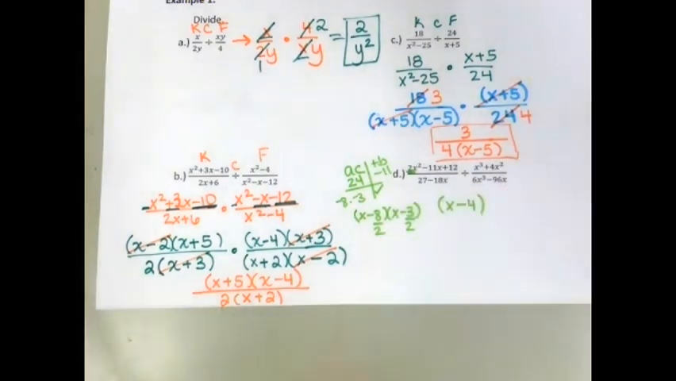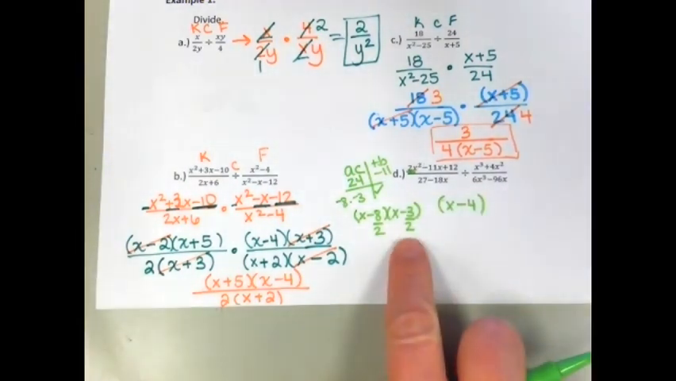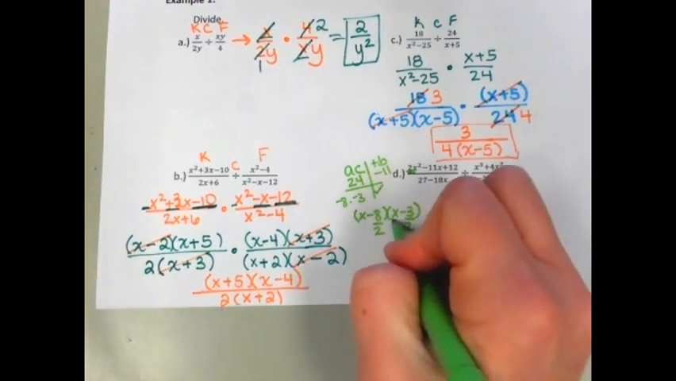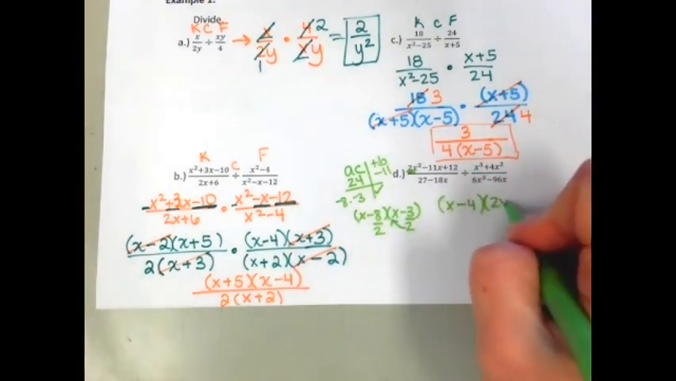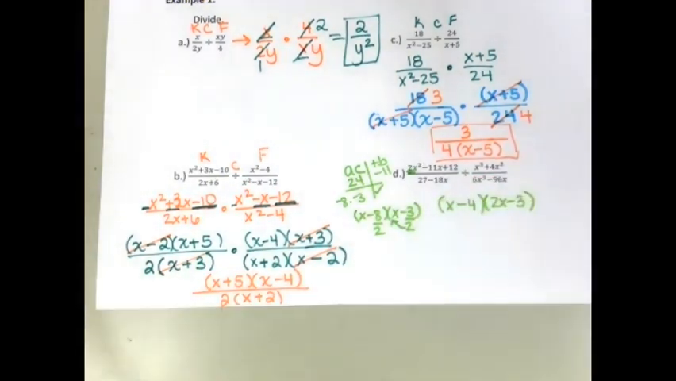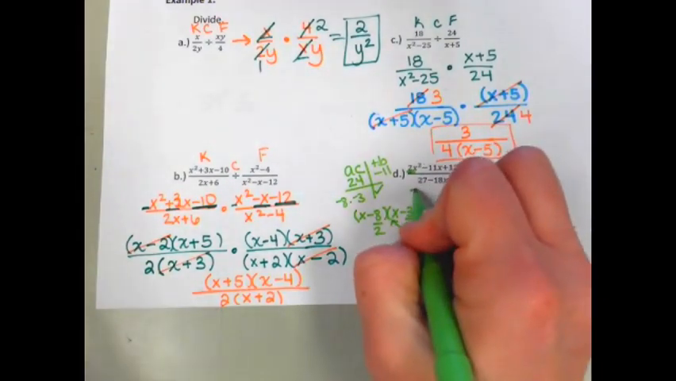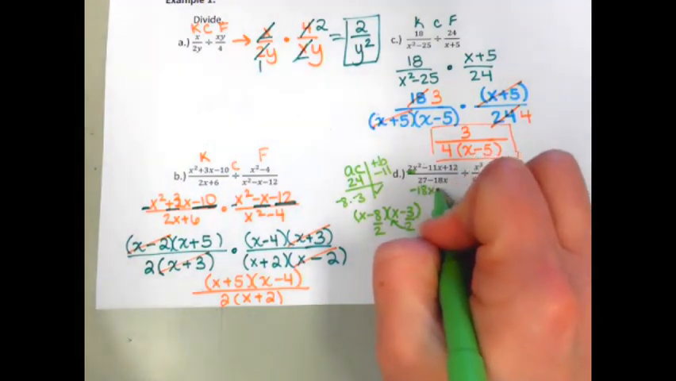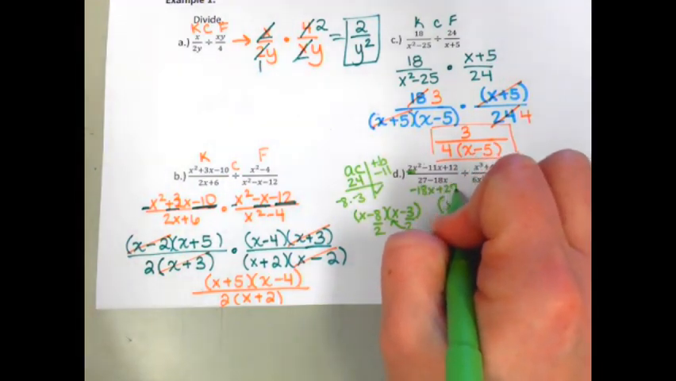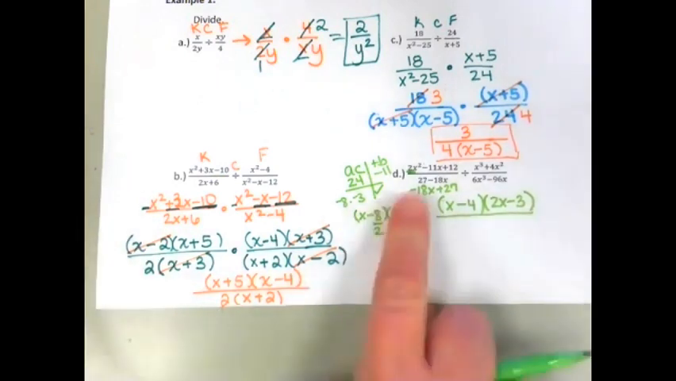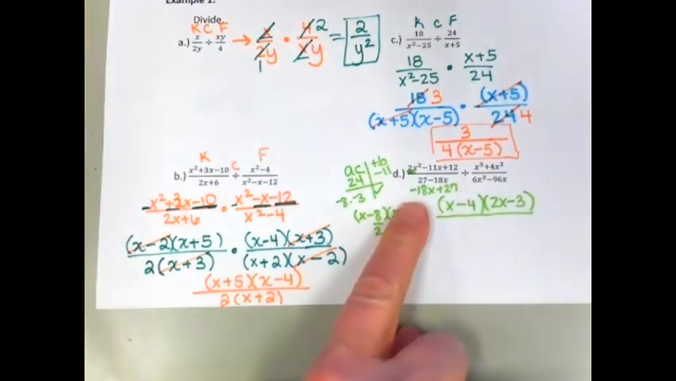Good. 3 divided by 2 I can't do, right? So I'm going to pull that 2 out in front, and I make it 2x minus 3. Okay. Is everyone okay with that? Now, in my denominator, we usually always have x in front, right? So I'm going to go ahead and rewrite that as negative 18x plus 27. Okay? So since my first term is negative, I want to factor out a negative number.